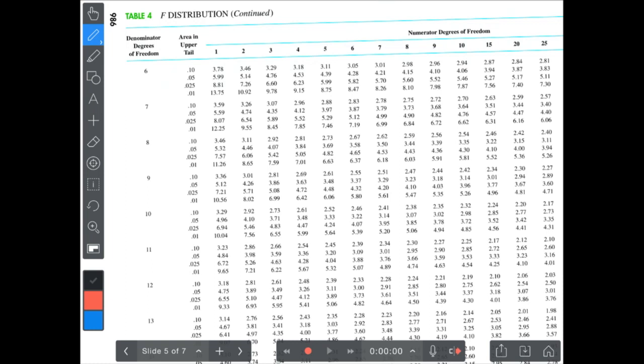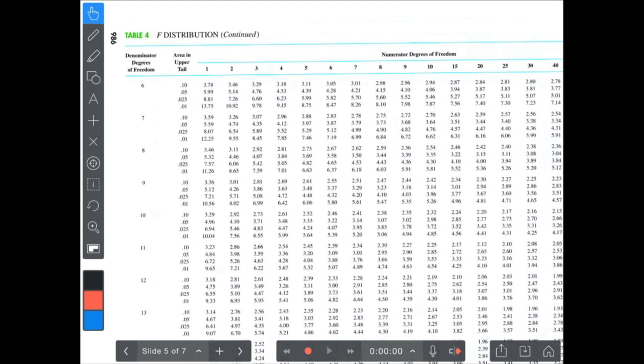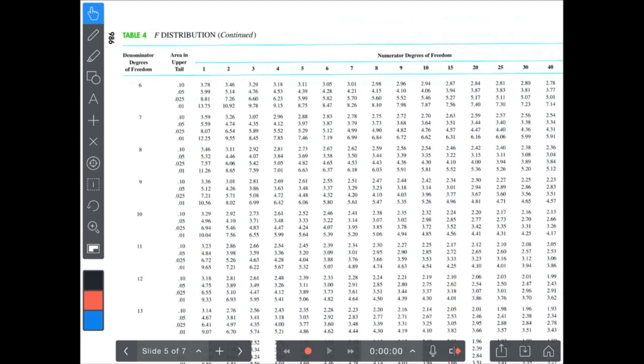So the area in the upper tail, so I had to flip a page, and here is the value that I'm looking for, the critical value. If you look, you'll see the degrees of freedom, 9 is right here. The numerator degrees of freedom, 2 is here. Which means that the value that I'm looking for, my critical value, is in this batch right here. Let me expand that for you to see.